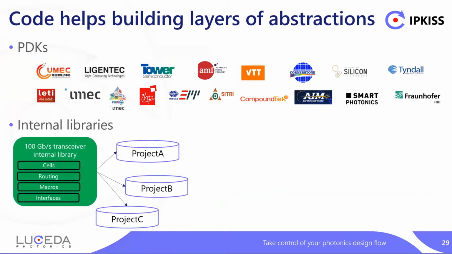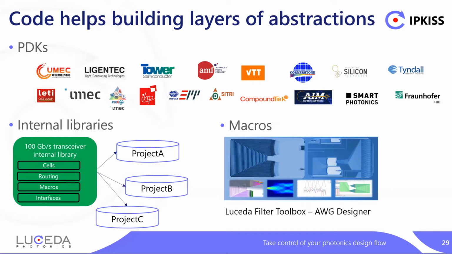Another layer of abstraction can be your own libraries. It can be a 100 gigabit transceiver library, which you built. This is now a module in a piece of code, which you can then reuse across multiple projects. Or, for example, you can build more complicated macros. Macros are functions written in a piece of Python code, which you feed a certain input, and then out comes a full photonic device, including layout and models.